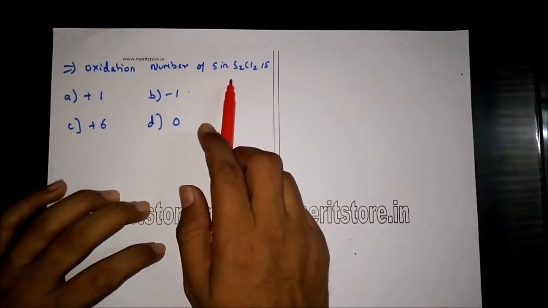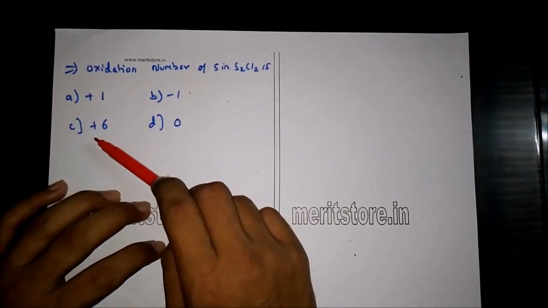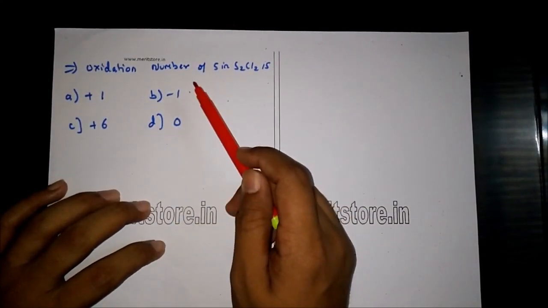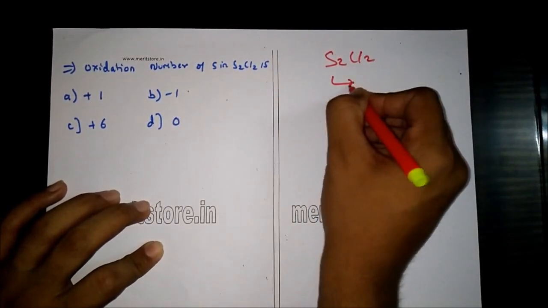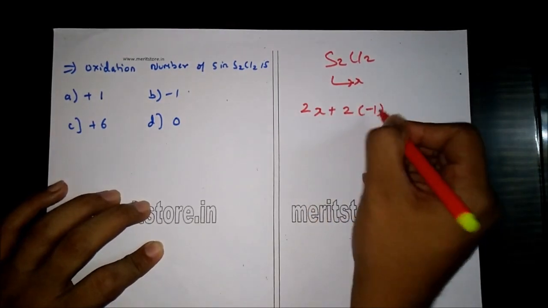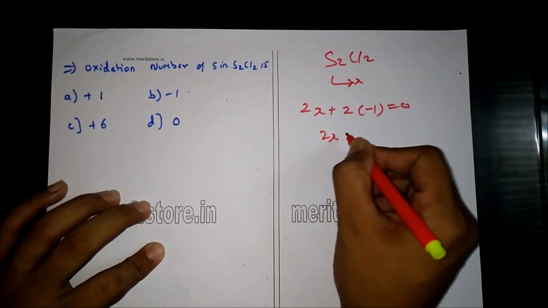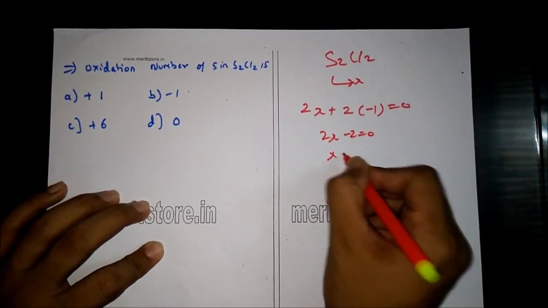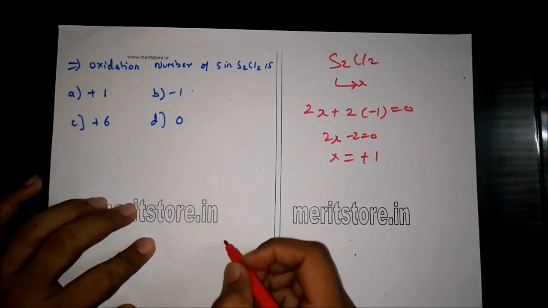Oxidation number of S in S2Cl2 is A plus 1, B minus 1, C plus 6, or D 0. Now let the oxidation number of S in S2Cl2 be X. Therefore, 2x plus 2 into -1, which is the oxidation number of chlorine, is equal to 0. Therefore, 2x minus 2 is equal to 0 and x is equal to plus 1. The correct answer here is option A, plus 1.